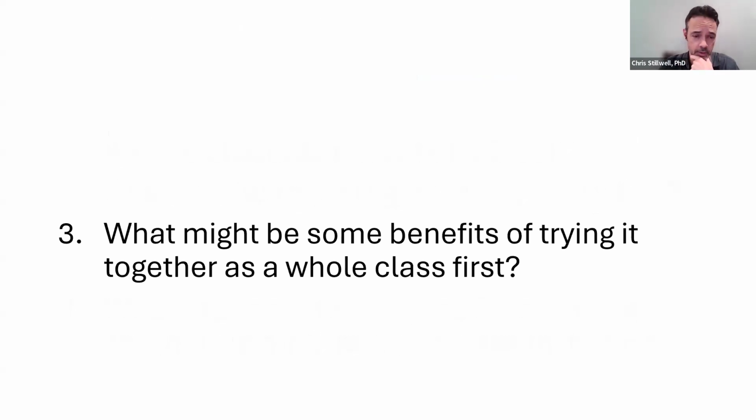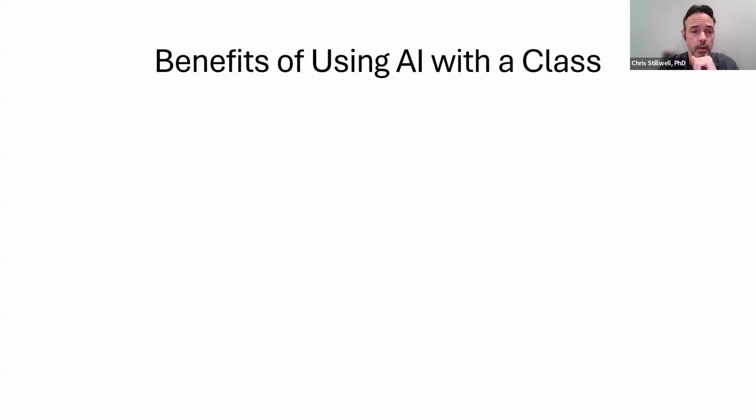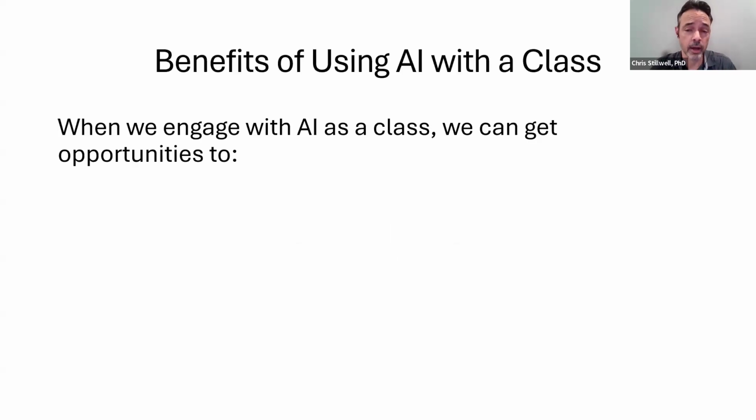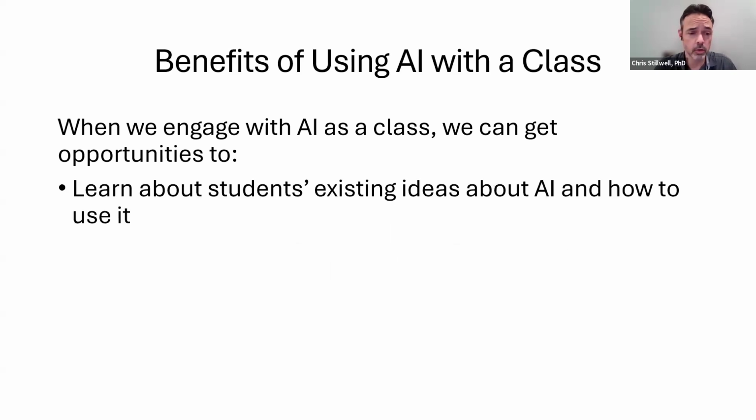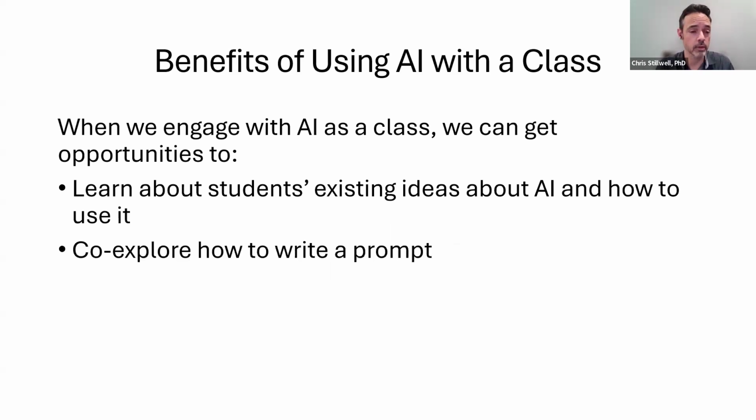What might be some benefits of trying out this role play, or maybe a chain story, some kind of interaction together as a whole class first? Well, the first thing is, when we engage with AI as a class, we get opportunities to learn about the students' ideas about AI and how to use it. For example, if we're saying to the students, what should I type in here in this window? What kind of a prompt should I create? Then we're learning a lot about their views of how this works.